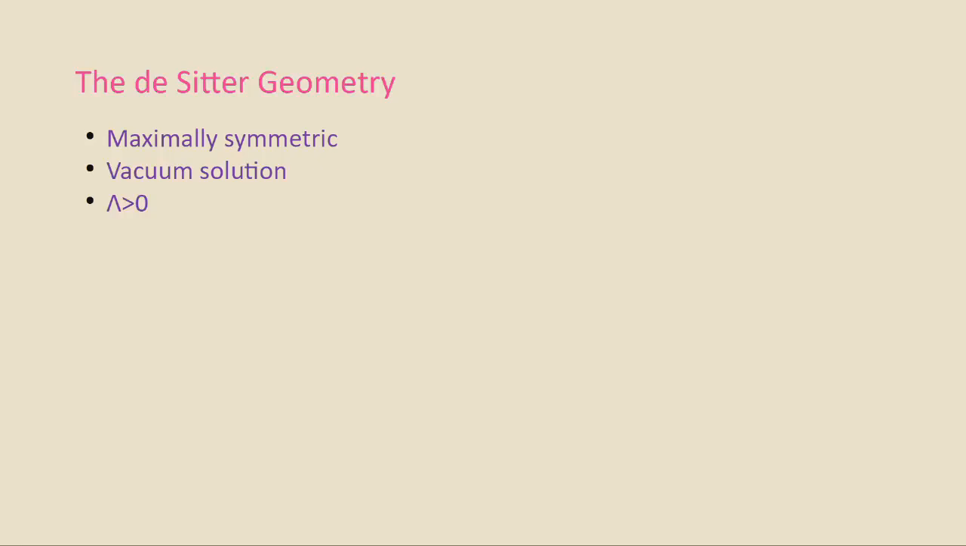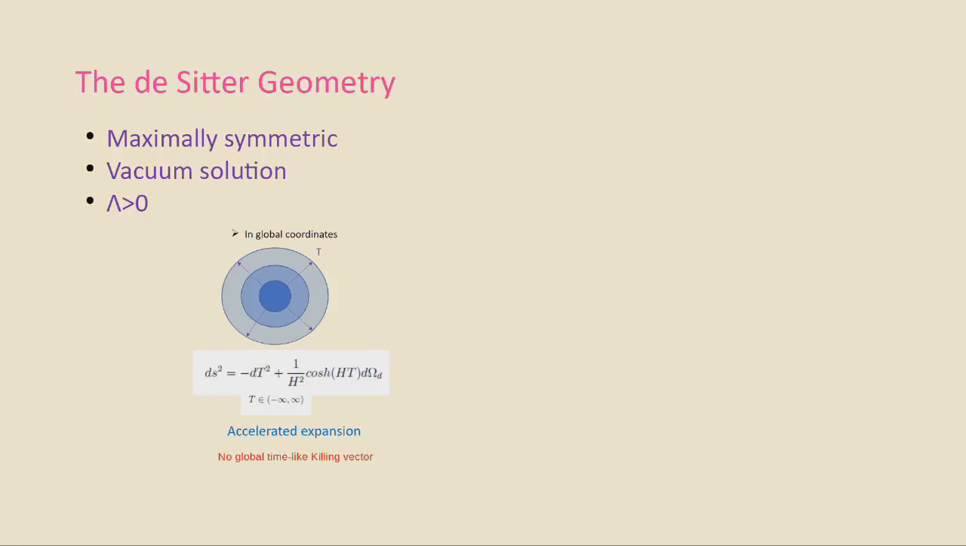De Sitter is one of the solutions to the Einstein equations. It's one of the maximally symmetric solutions in vacuum with the presence of a cosmological constant, where the cosmological constant is positive. So with these 3 bullet points, it actually lives in a bigger family of spacetimes. In global coordinates, spatial sections look like spheres that are growing in time, hence the accelerated expansion.